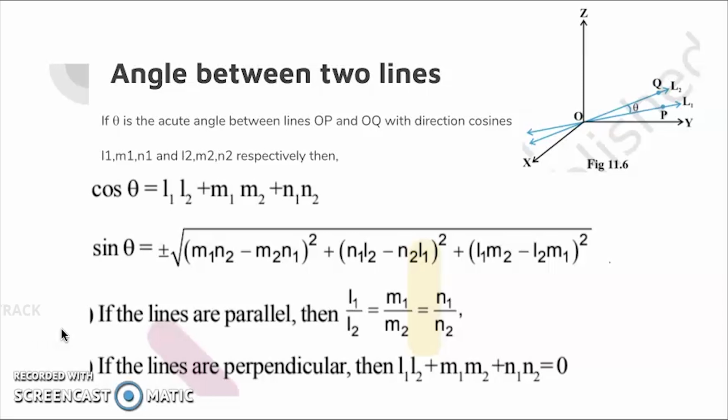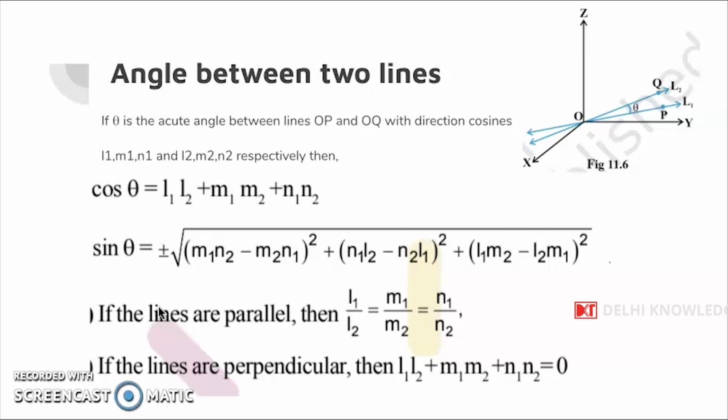There are two conditions. If the lines are parallel, like L1 and L2 are parallel to each other, then L1 upon L2 will be equal to M1 upon M2 will be equal to N1 upon N2. And in the second condition, if the lines are perpendicular, then the equation with their direction cosines will be L1 into L2 plus M1 into M2 plus N1 into N2 will be equal to 0. Here ends the basic concepts of 3D.